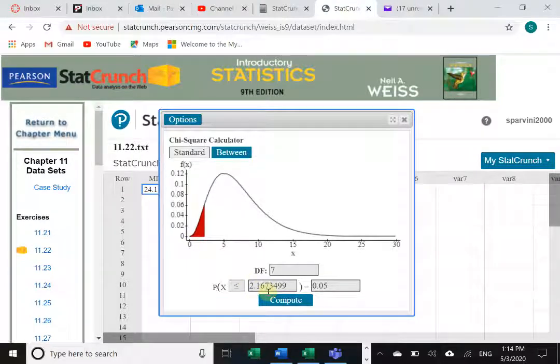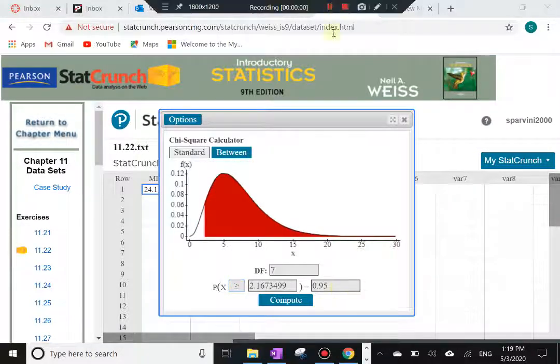Now, one thing while I'm here, let me show you. Again, this is because in the exercises, we'll see this in a moment. So 5% area to the left is the same as 95% to the right, correct? Of 2.167. At that point, at 2.167, area to the left is 0.05. That means the area to the right must be 1 minus that. 0.95, correct? So check this out. I'm going to change that to greater than or equal, and there's 0.95.